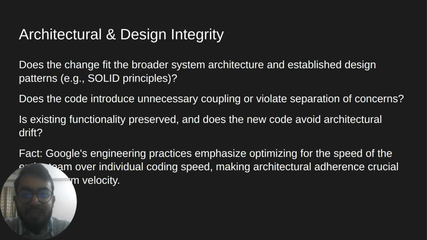Well, the first checklist would be architectural and design integrity. During code review, you need to ask yourself: does the change fit the broader system architecture and established design patterns like SOLID principles? You need to ask whether the change fits the system architecture, or does it break the design principles or not? So you need to keep that in mind.